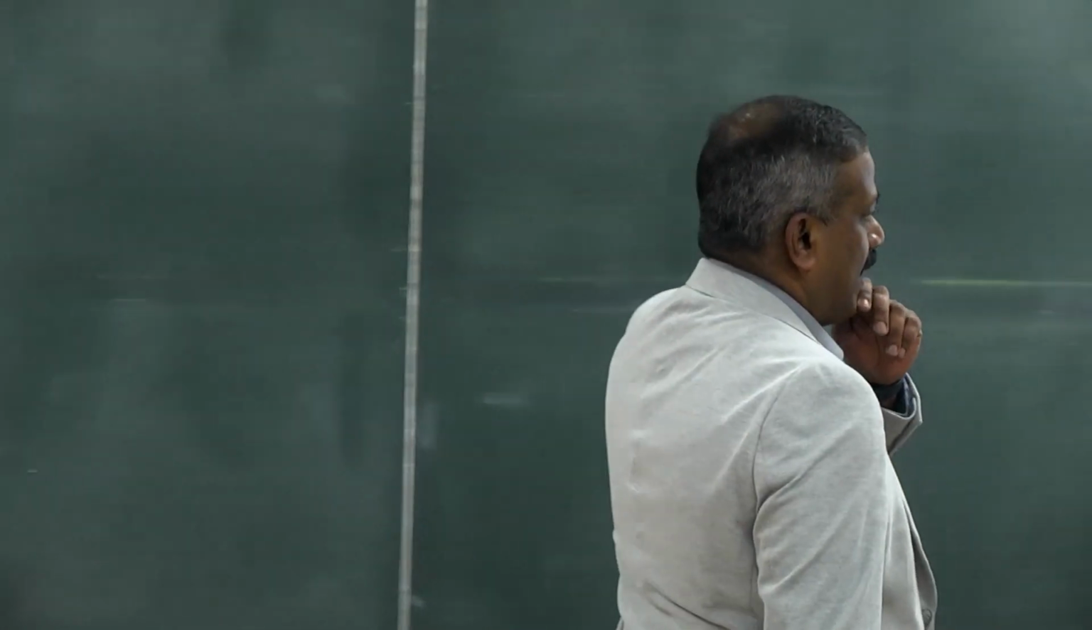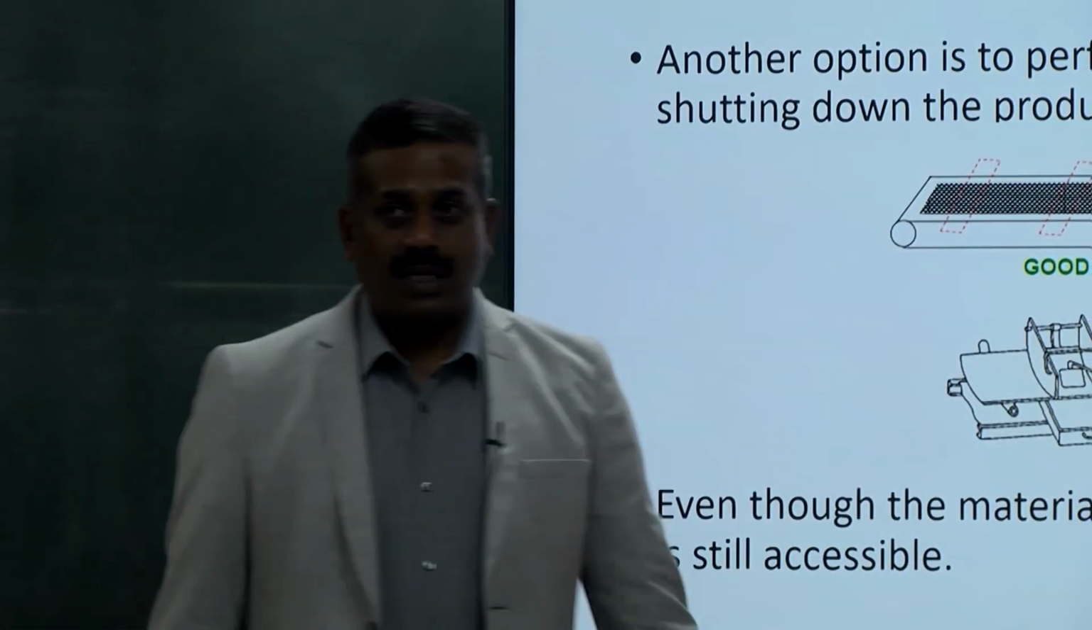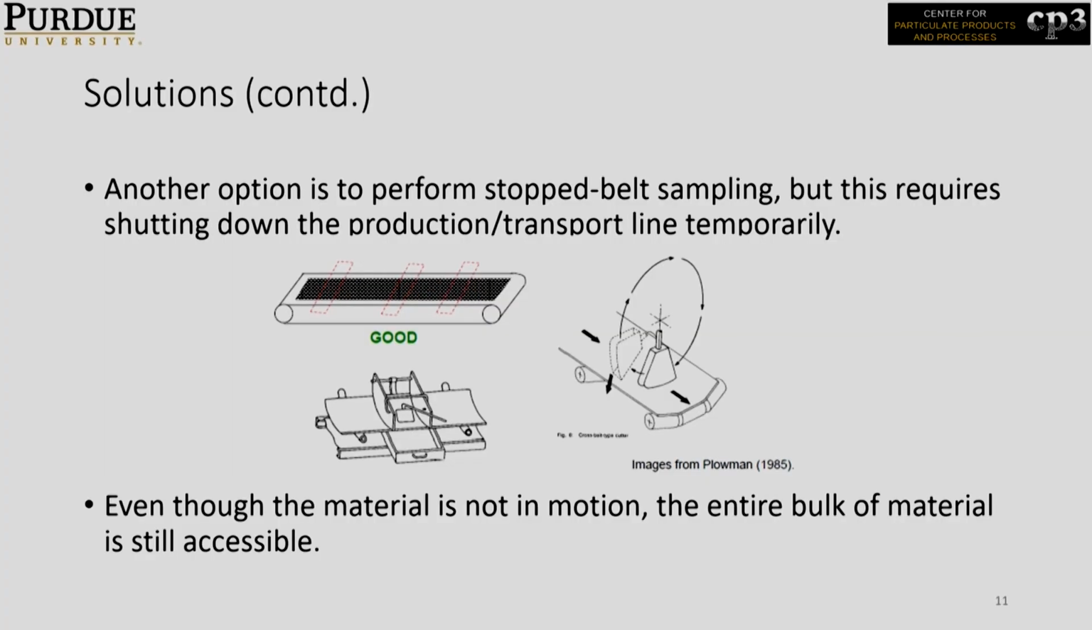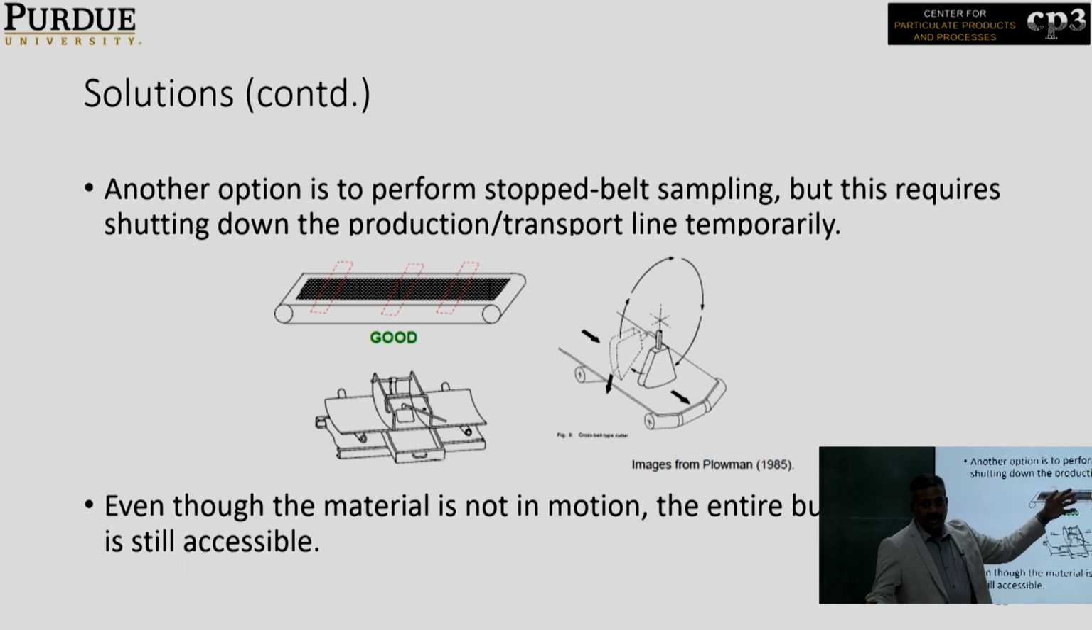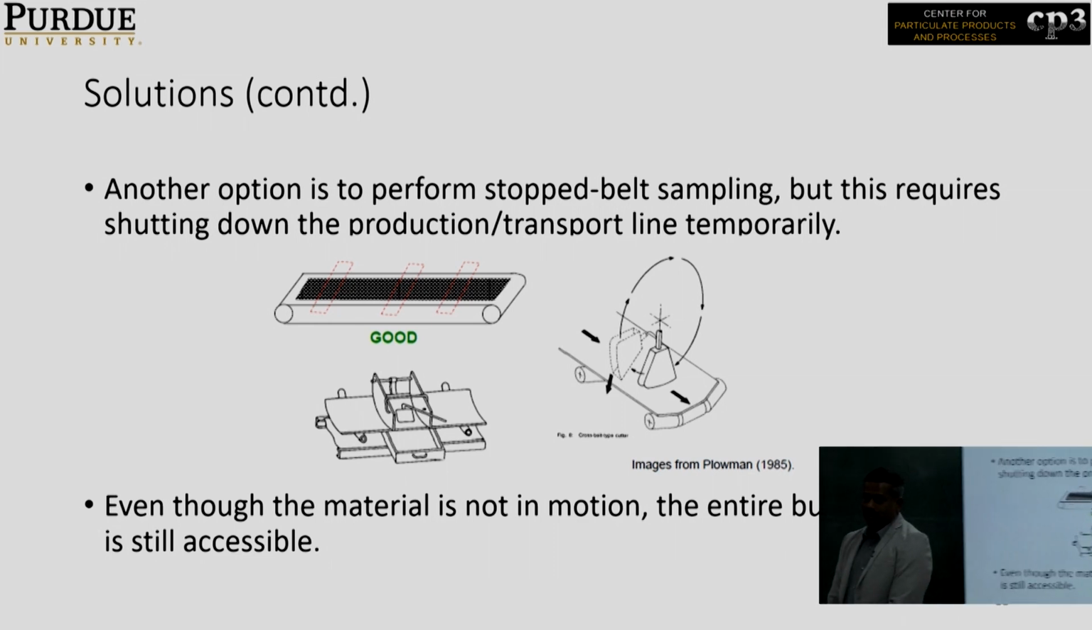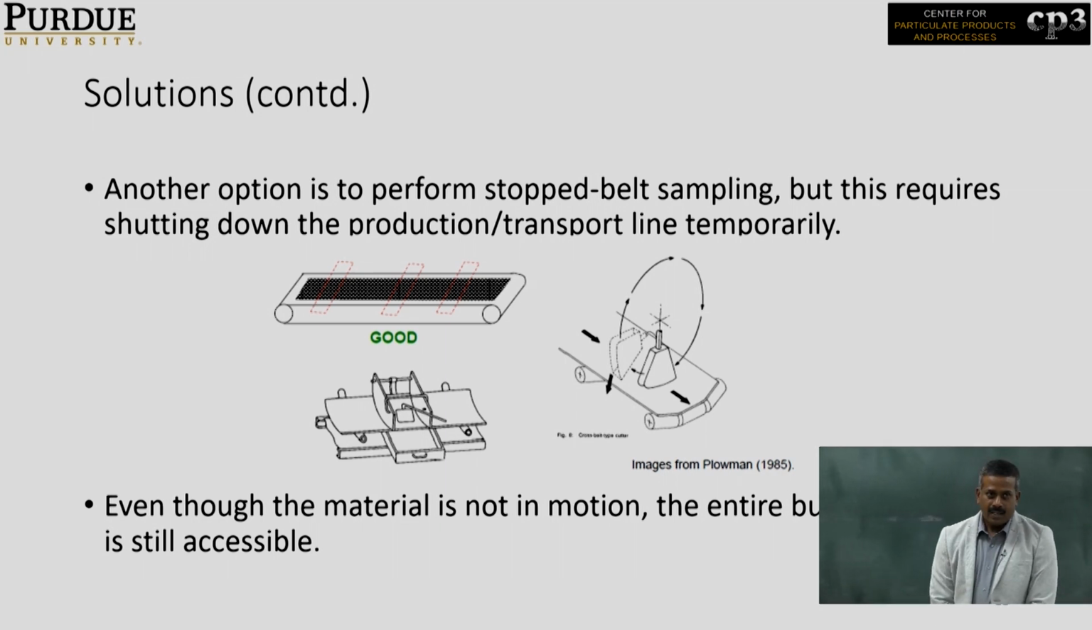Another option is to stop the belt itself. If you stop the belt, you can use some sample cutters or sample dividers, which you can get in markets, and gather samples from multiple portions within the belt. Though it's not satisfying the first rule of sampling, since it's not flowing, you still get different mixes of powders from different locations. So that will again be a good approach.